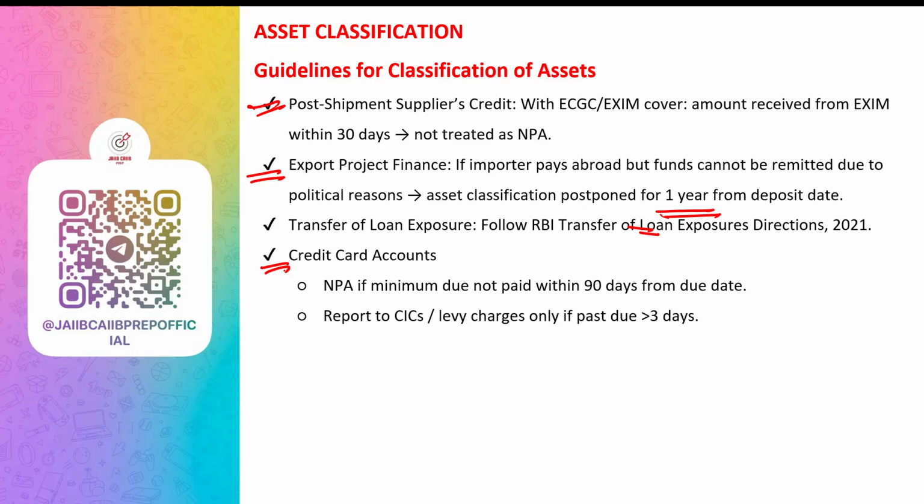Credit card accounts. So, a credit card account becomes NPA if the minimum amount due is not paid fully within 90 days from the payment due date. If payment is missed, the account is reported as past due to Credit Information Companies (CICs). However, banks can charge late payment fees or report the account as past due only if it remains unpaid for more than 3 days after the due date.